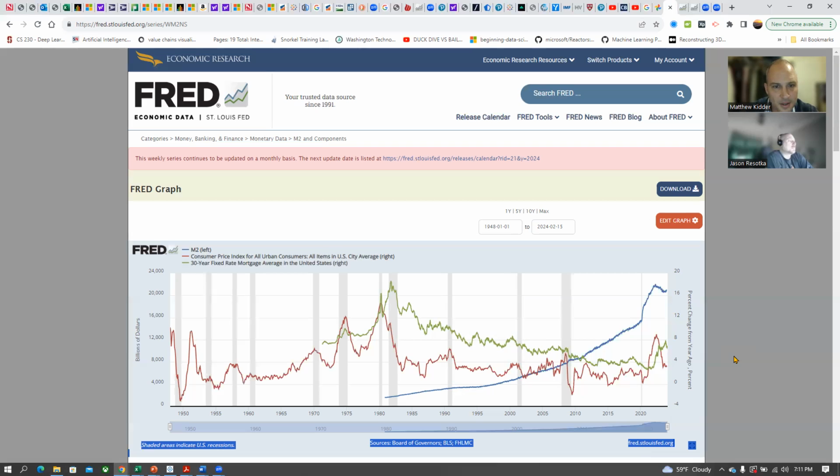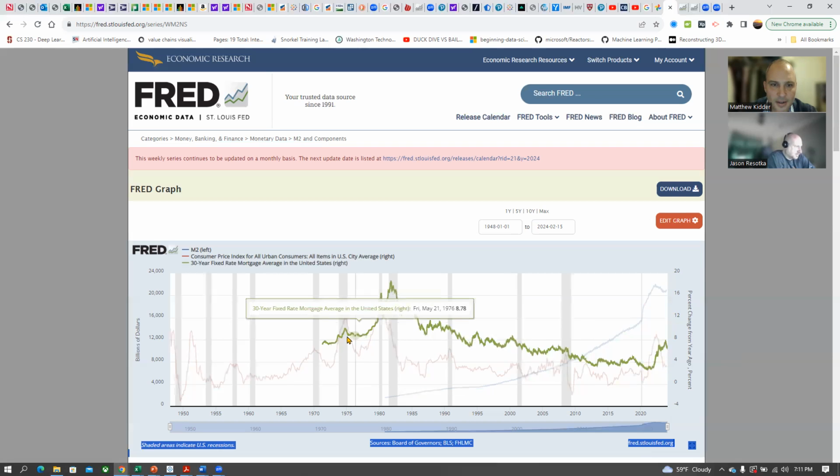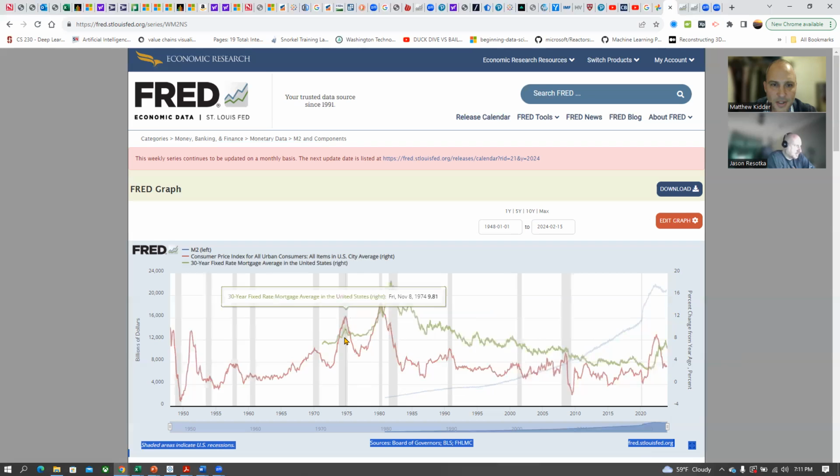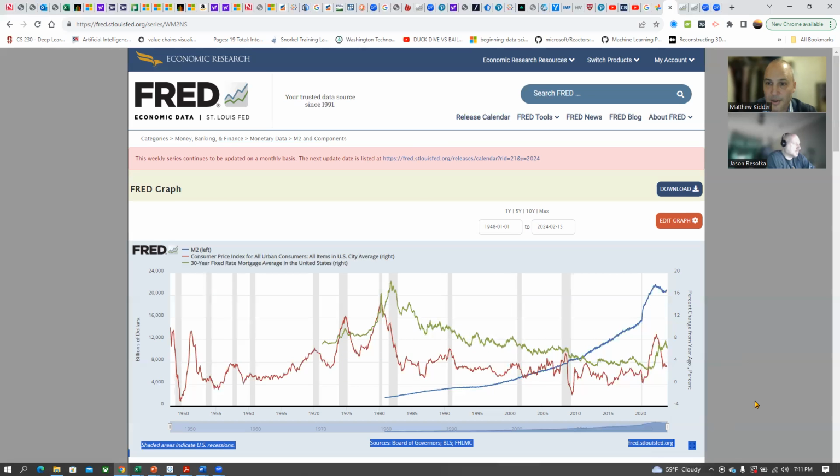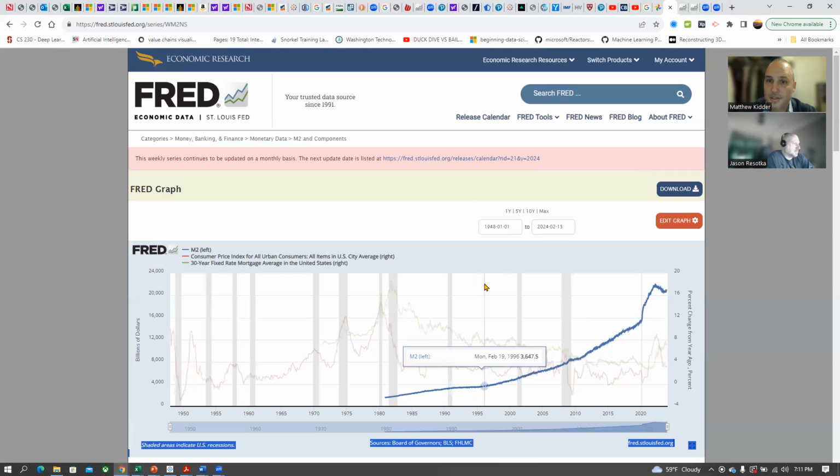Let's see if we can see anything else. Can you see any other patterns here? I'm just trying to look if I missed anything. You can definitely see that the bars are recessionary periods, and the Fed actually does respond by dropping rates typically during recessionary periods to try to stoke up the economy.